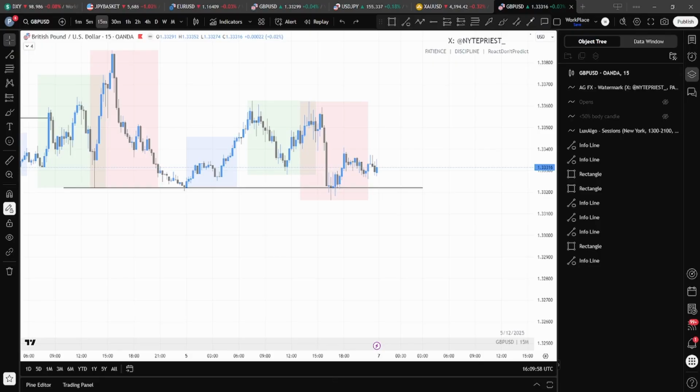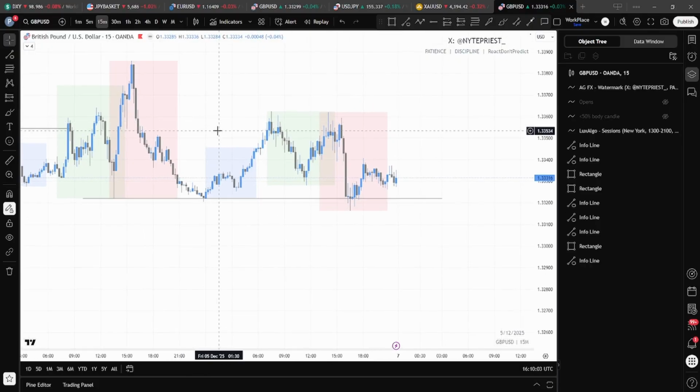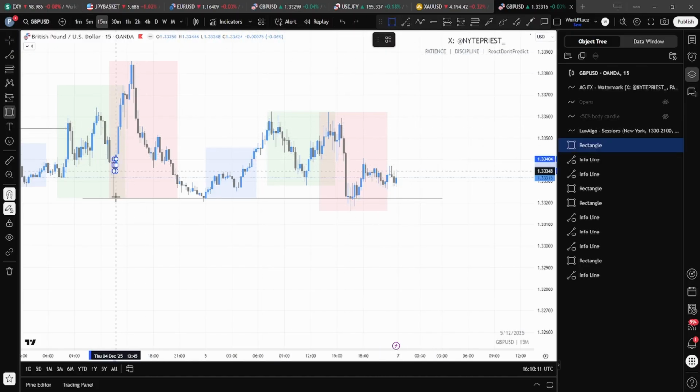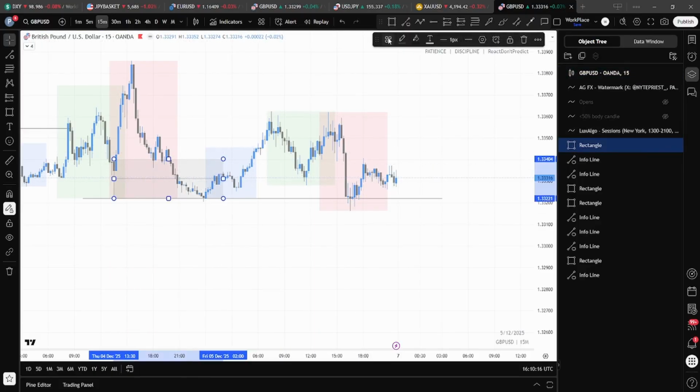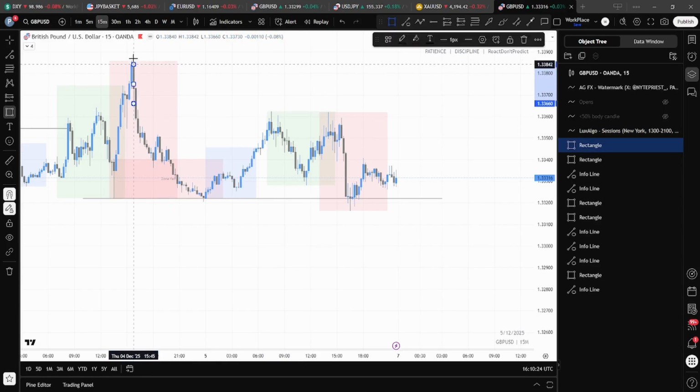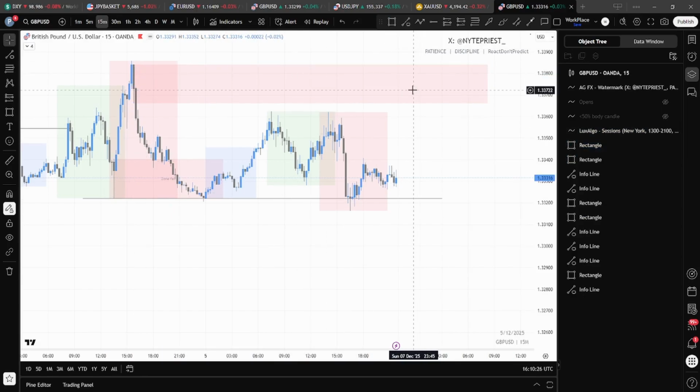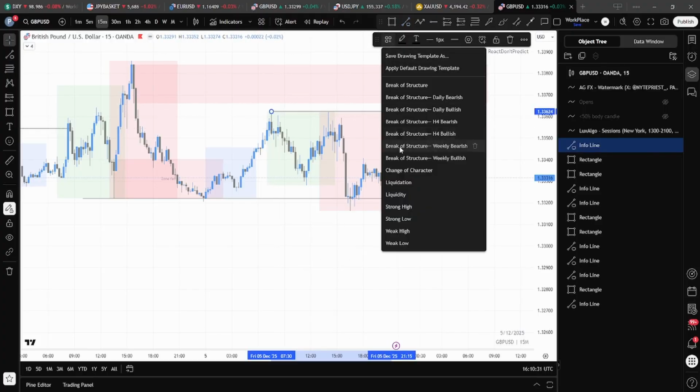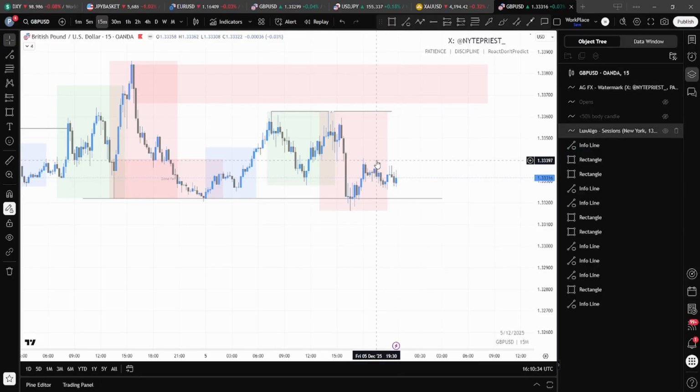I don't have any good setup on the GBPUSD. But as you can see, we have this demand fill here. Okay, so this demand has already filled. So you can also look to take action on this zone because we have this equal high liquidity resting above.